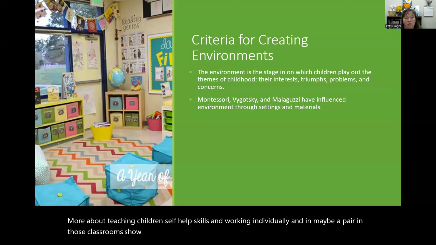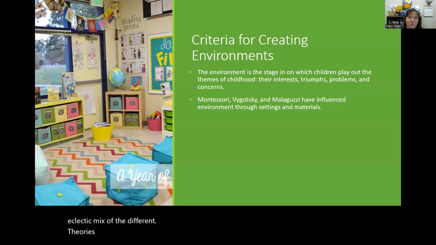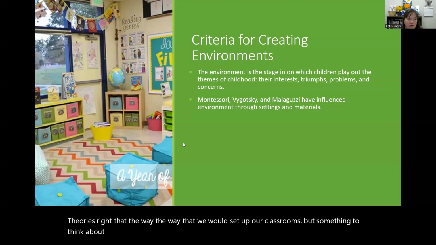Okay. Locally, most of our classrooms are kind of an eclectic mix of the different theories, right? The way that we would set up our classrooms. But something to think about when you're observing.